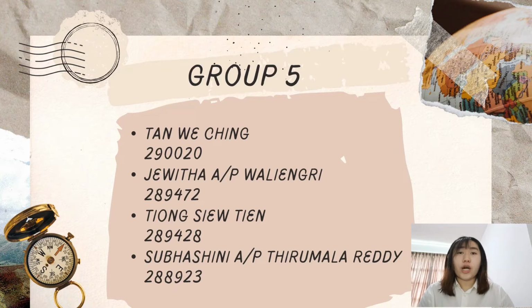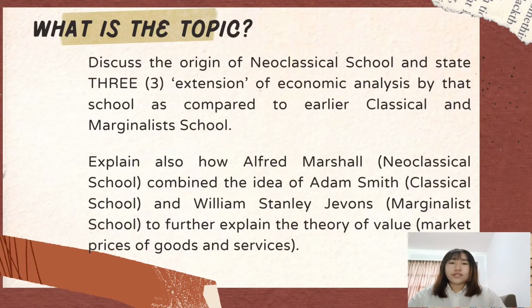So today we will present about Topic 5, the Neoclassical School. For this assignment, we will discuss the origin of the Neoclassical School and state 3 extensions of economy analyzed by that school as compared to the early classical and marginalist schools. After that, we will also explain how, after Marshall, the Neoclassical School combined the ideas of Adam Smith's Classical School and William Stanley Jevons' Marginalist School to further expand the theory of value, that is, the market price of goods and services.